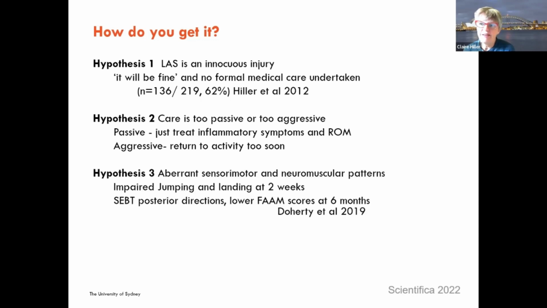The third hypothesis is that as part of the rehabilitation or in your recovery time, you end up recovering and having aberrant motor patterns. We're going to talk about this quite a bit more. There's only been one study so far that has prospectively looked at people who had a lateral ankle sprain and who went on to develop chronic ankle instability. They found that people who had impaired jumping and landing at 2 weeks went on to have problems, and that people who still had trouble with balance in the star excursion balance test and had lower FAAM scores at 6 months also went on to get chronic ankle instability.